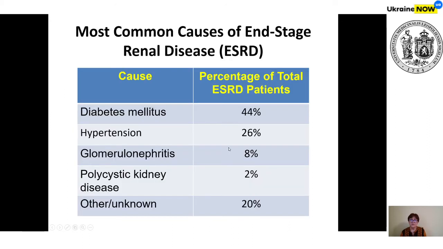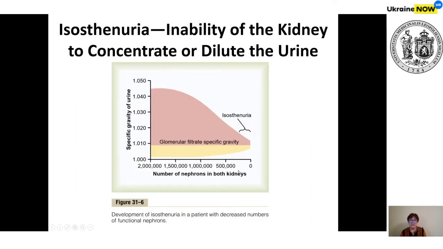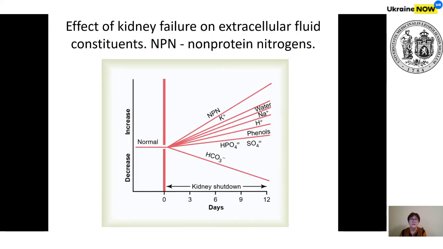The most common causes of end-stage renal disease are mainly complications of diabetes mellitus and arterial hypertension. It may also be due to glomerulonephritis, polycystic kidney disease, and others. With a decreased number of nephrons in both kidneys, when the number reaches 500,000 in both kidneys, isosthenuria occurs, the inability of the kidney to concentrate or dilute the urine.